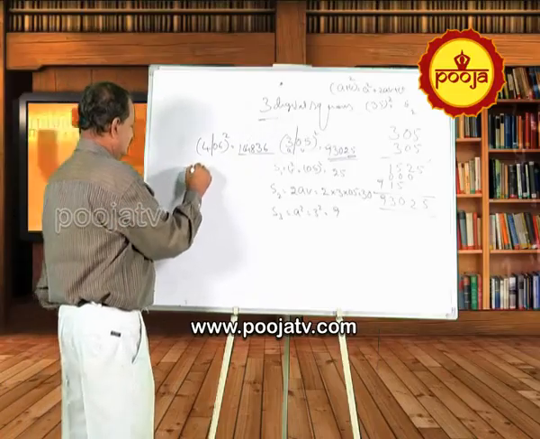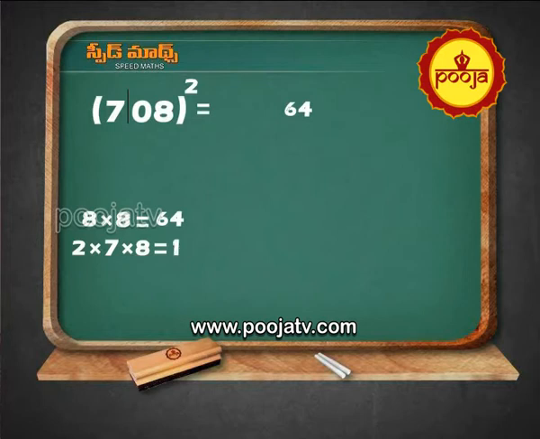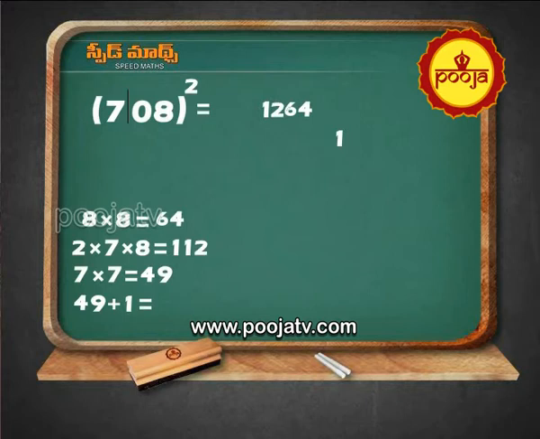Okay. Suppose 708 square. Give a slash. 8 into 8 equals 64, 64 here. 2 into 7 into 8 equals 112, 12 here, 1 outside. 7 into 7 equals 49. 49 plus 1 equals 50, 50 here. I hope I am quite clear.